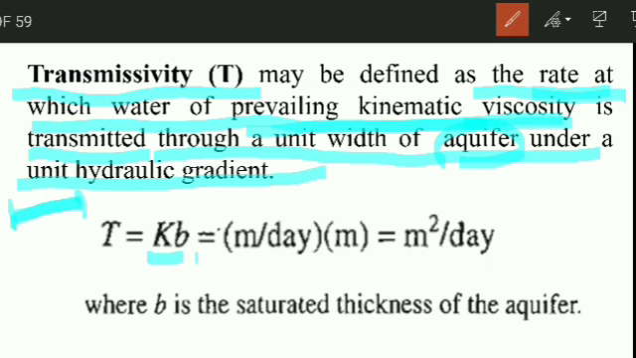If you write the units, K is meter per day, and B, the thickness, is meter. If you solve this, you will get the unit as meter square per day. That is the unit of transmissivity, with the symbol capital T. These definitions are very, very important from the exam point of view. Thank you.